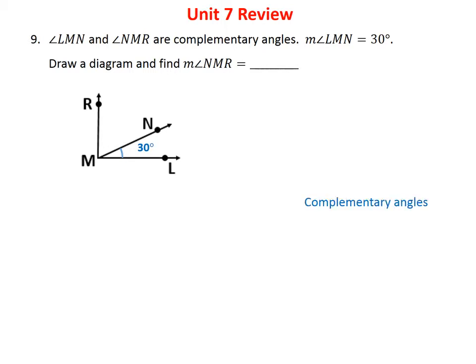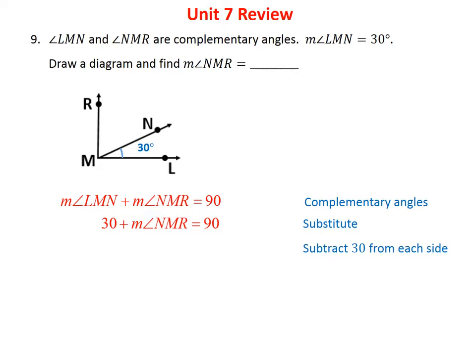So if I recognize they're complementary angles, I recognize that the two small angles add up to 90 degrees, and substituting in, one of them is 30 degrees. So if I just subtract 30 from both sides, I find out that the answer is 60 degrees. And that ends the review.